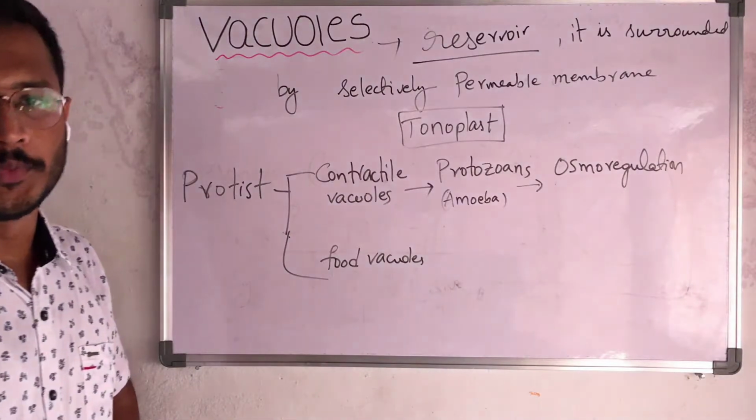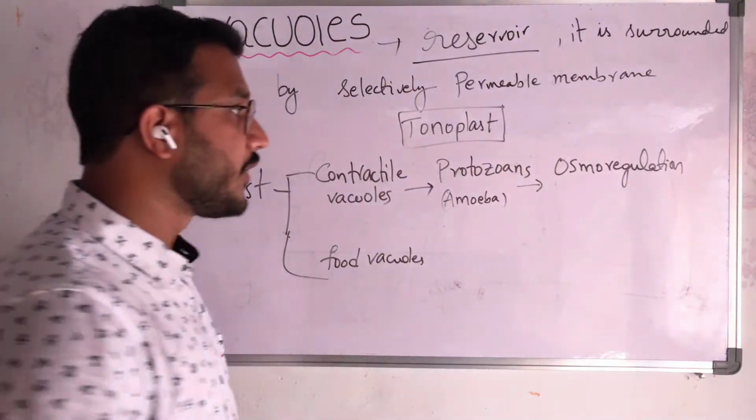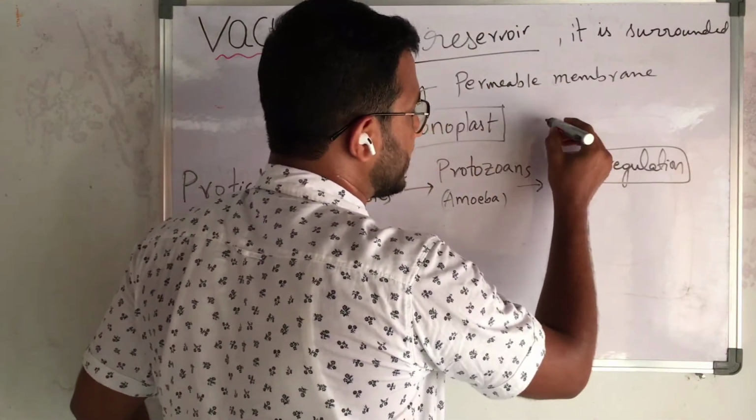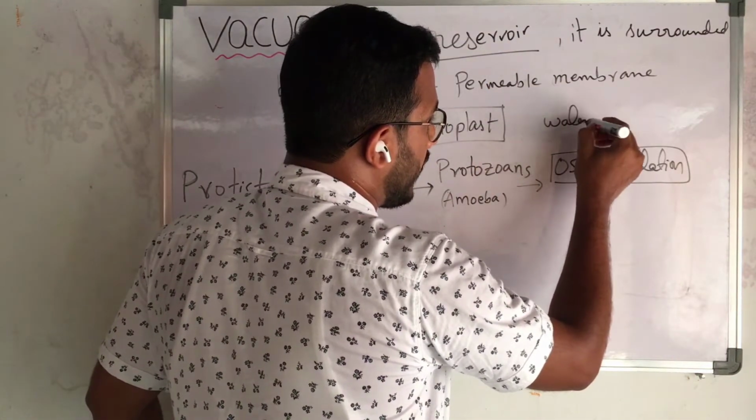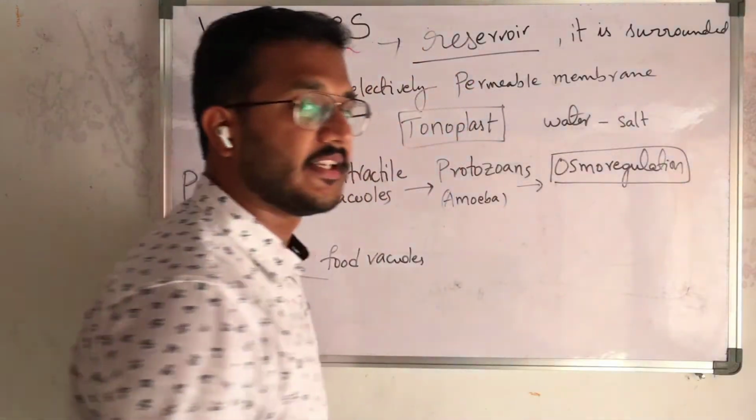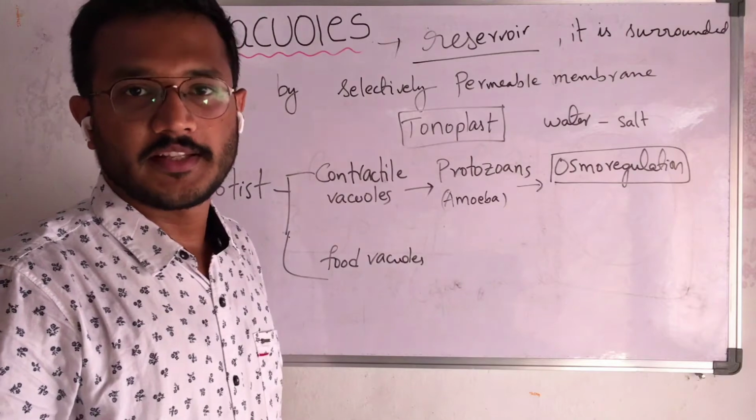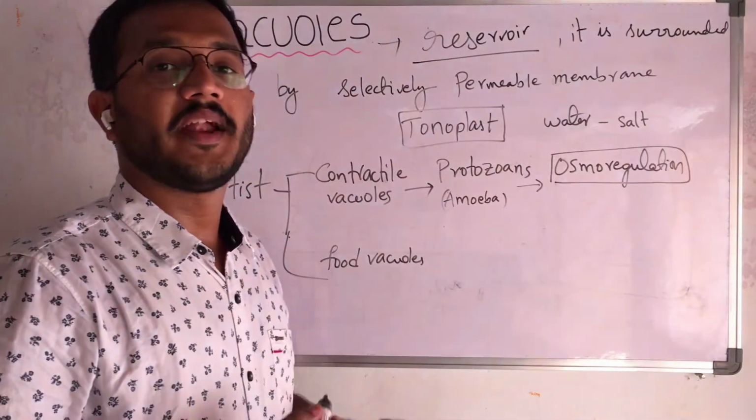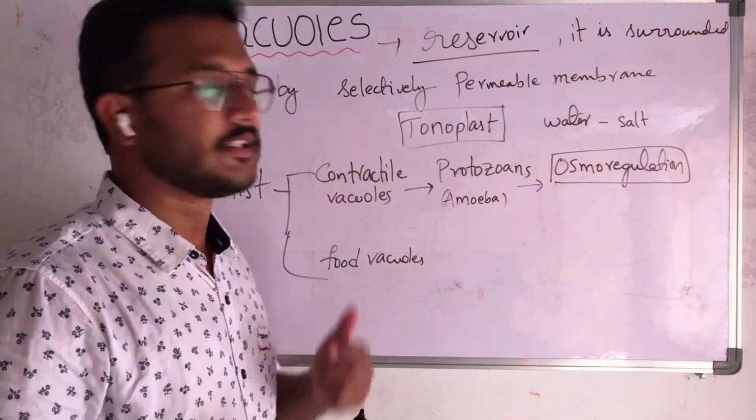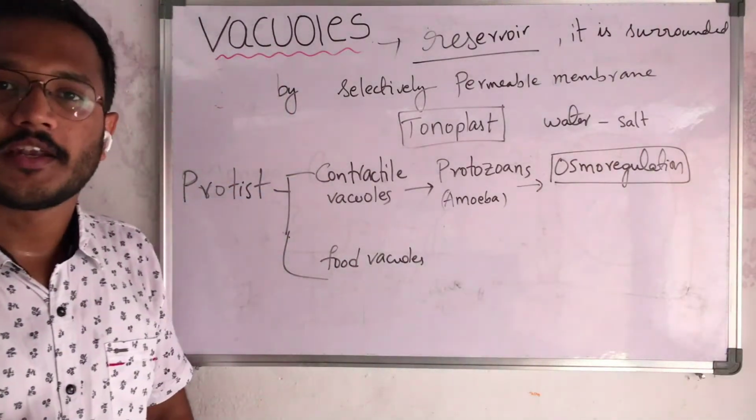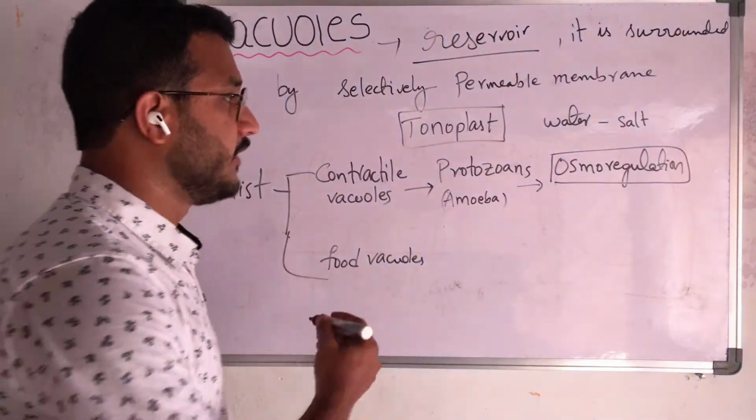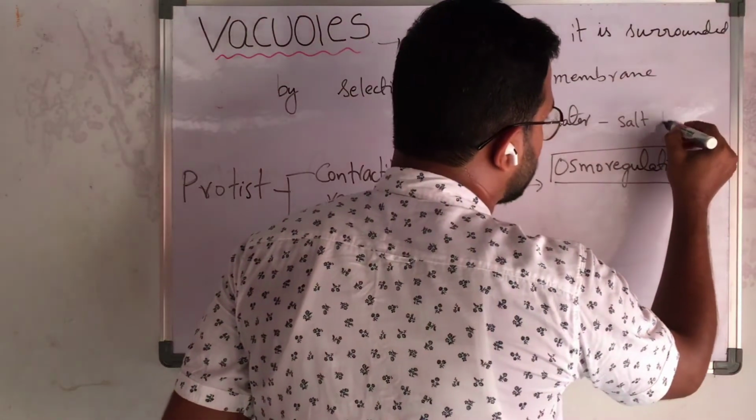So what is meant by osmoregulation? Osmoregulation means the maintenance of water levels, and the water and salt, that means NaCl, KCl, different types of salts present in the body. That should be maintained at proper levels. This balance between the water content and the salt content in the body is maintained by the contractile vacuoles in protozoans. So, water salt balance.